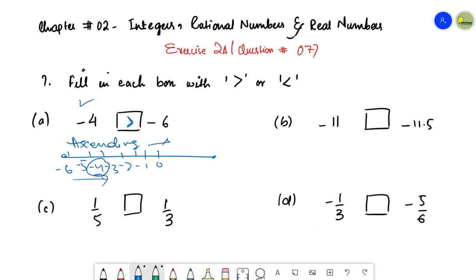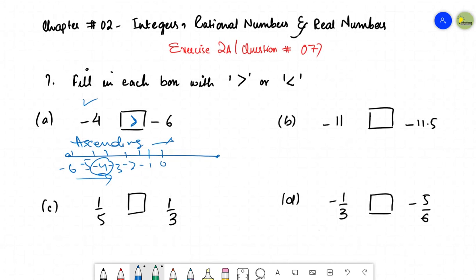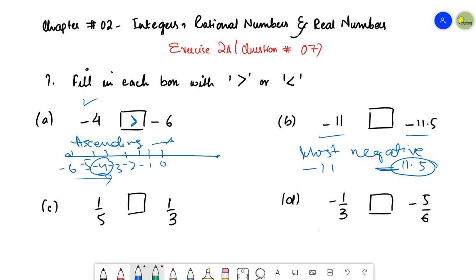Okay, so now moving towards part B. We have to see -11 and -11.5. Again, we have two negative values, so we need to find out which is the most negative one. The more negative value between the two is the one that has the higher value. If I talk about 11 and 11.5, then 11.5 is a higher value than 11. But since it is with minus, it is more negative than -11. More negative means small.